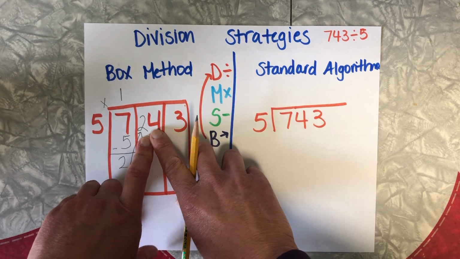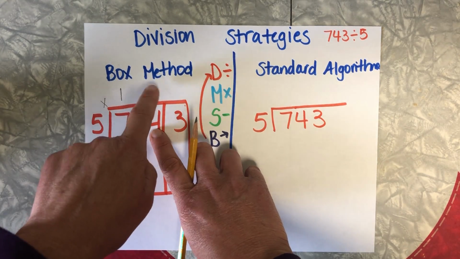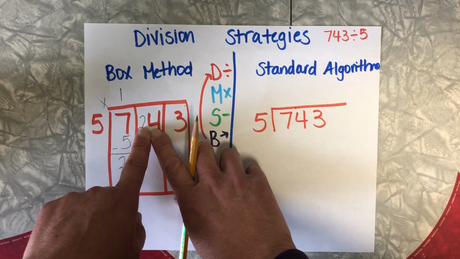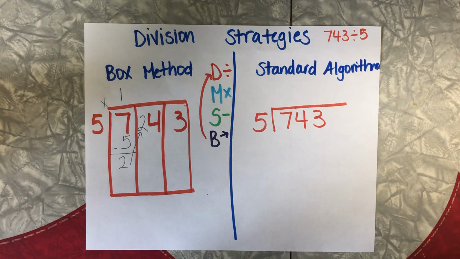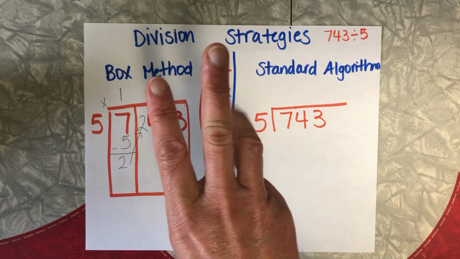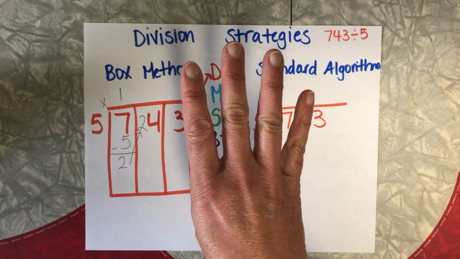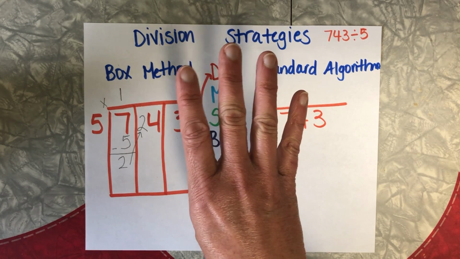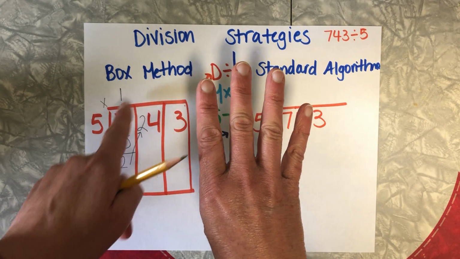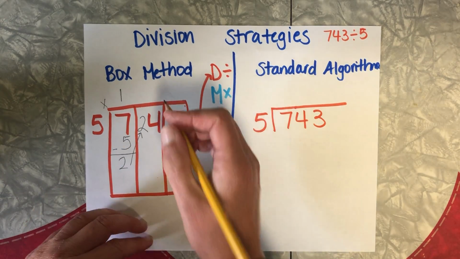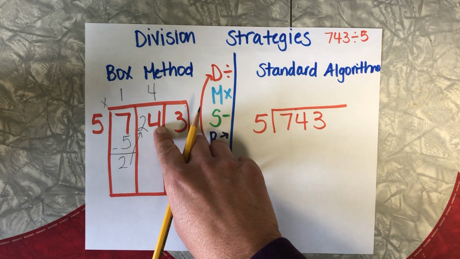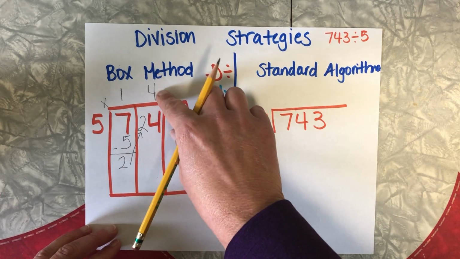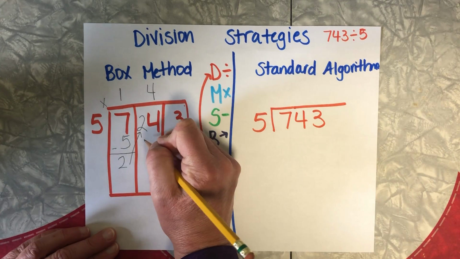And so I want to figure out now how many each group is going to get if I share 24 equally into 5 groups. So once again, I'm going to skip count by 5. 5, 10, 15, 20. The next would be 25. That's too many. So 5 goes into 24 4 times. Of my 24 tens, I can use up 20. 4 times 5 is 20.